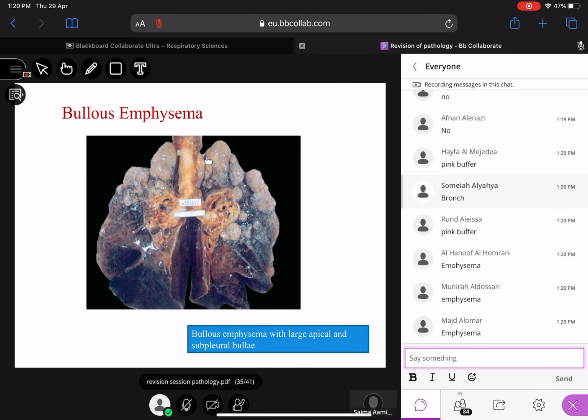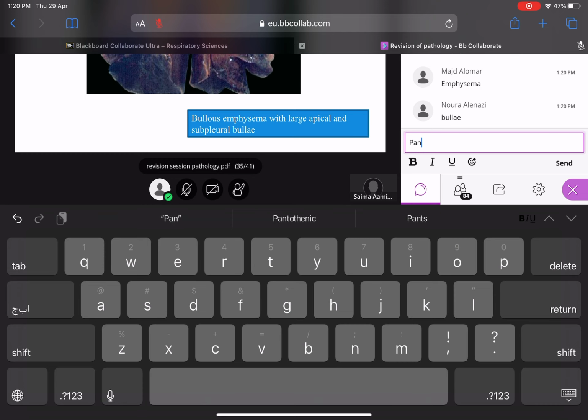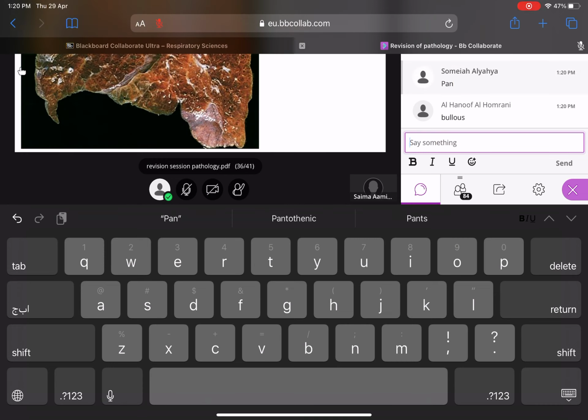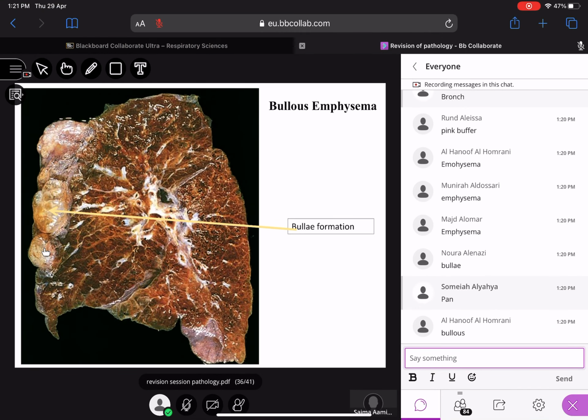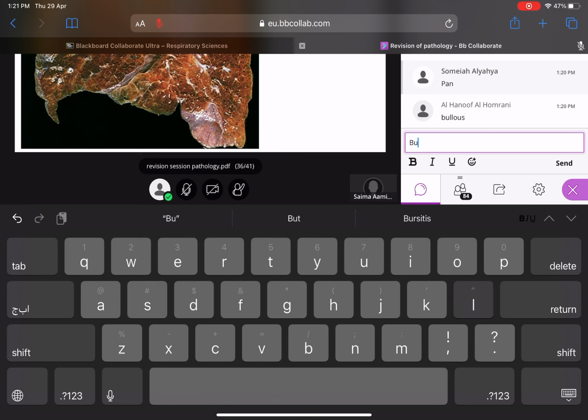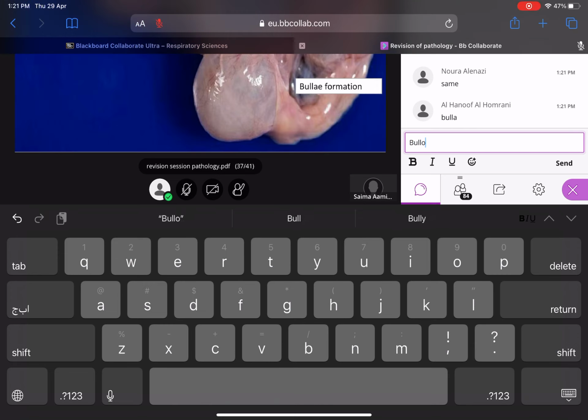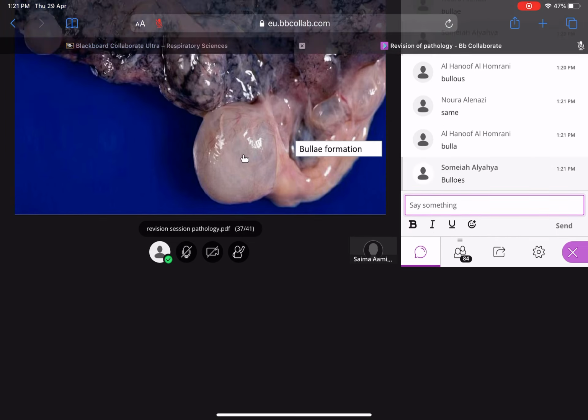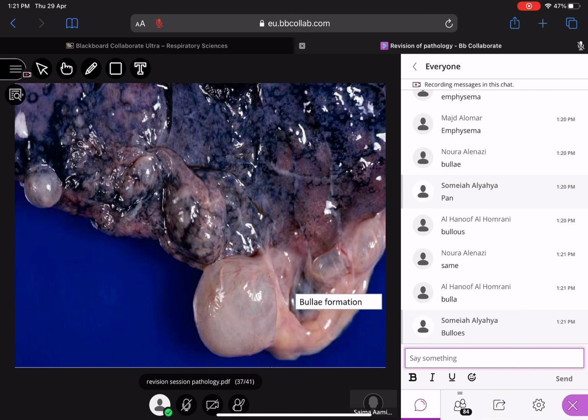What type of emphysema is this? Bullous emphysema. Good. This one, again the same thing, bullous. Again you can see this dilated, distended bulla with a very thin wall.